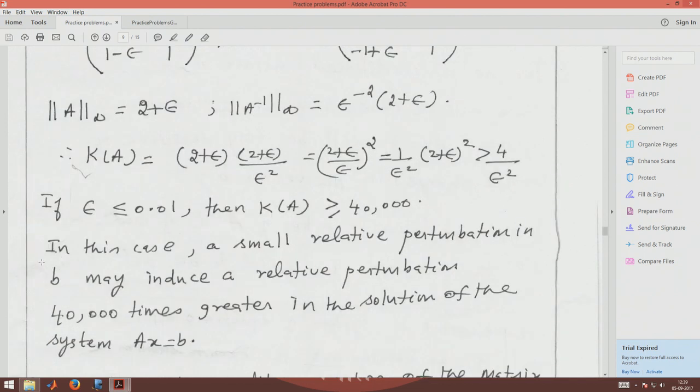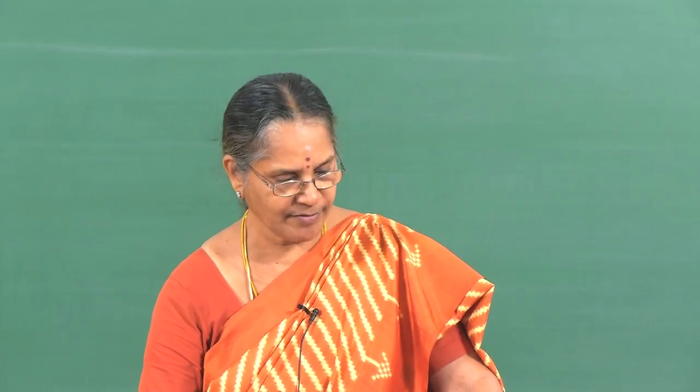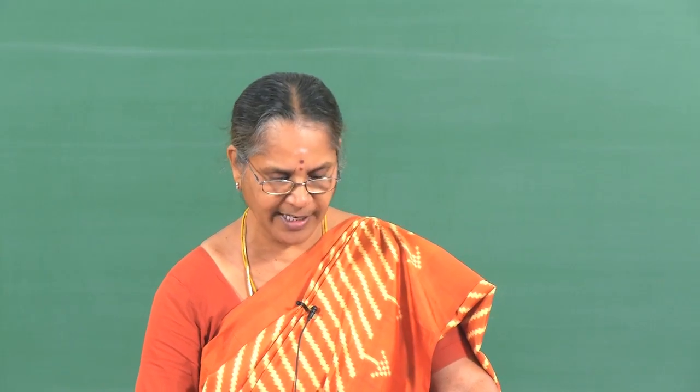So, let us now consider what happens if we want to compute the condition number of a matrix A, which is a 3 by 3 matrix using the maximum absolute row sum norm. So, A is given. So, you can compute A inverse using Gauss-Jordan technique. Now, you have learnt that. So, you know how to compute the inverse of a given matrix using Gauss-Jordan technique.